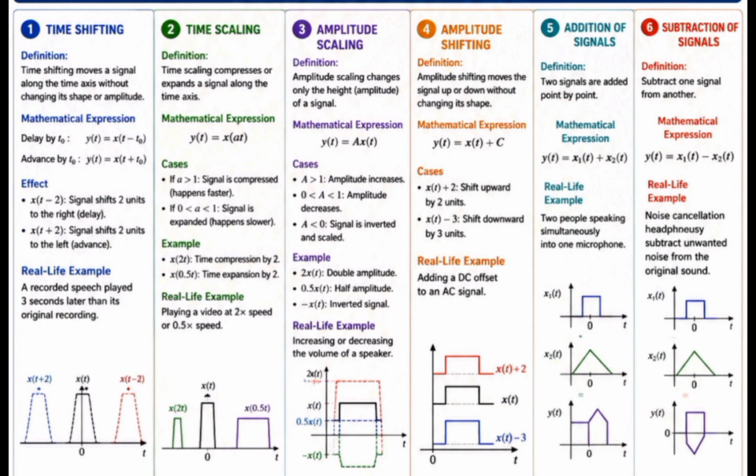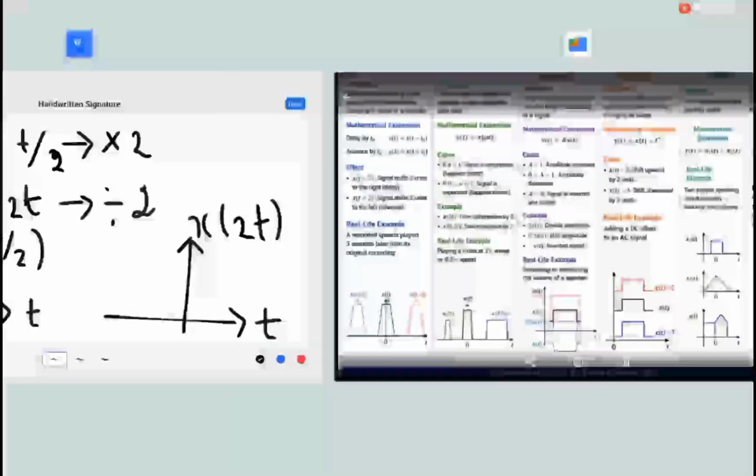Similar to that, in case of time scaling also, if it is 2t which is multiplied by t, I have to divide it by 2, and if it is in terms of division, I have to multiply it. A real-time example could be something as if I'm going to fast forward a video, or if I'm reducing the time period of that video, that will be your real-time example.